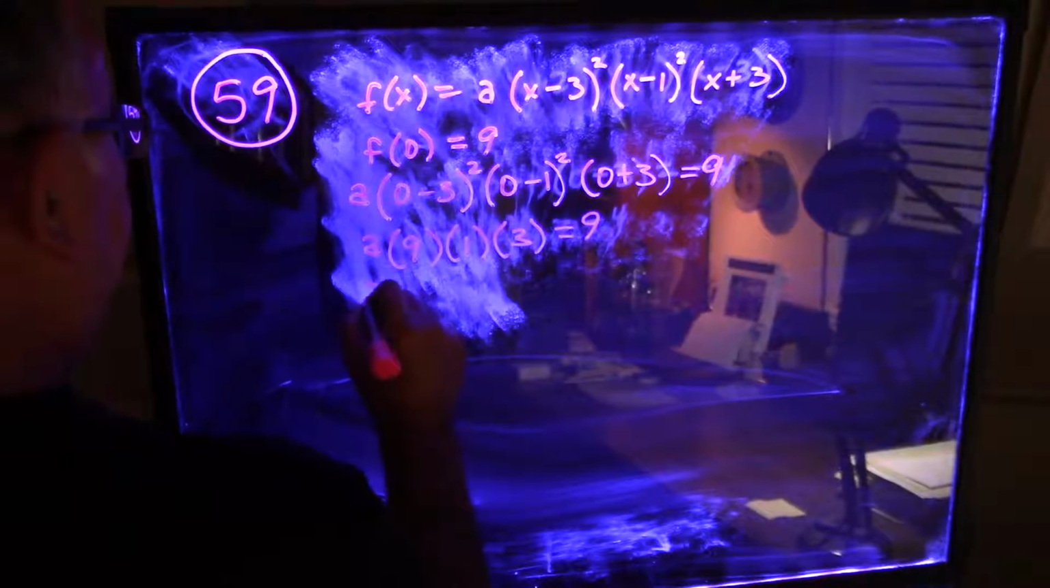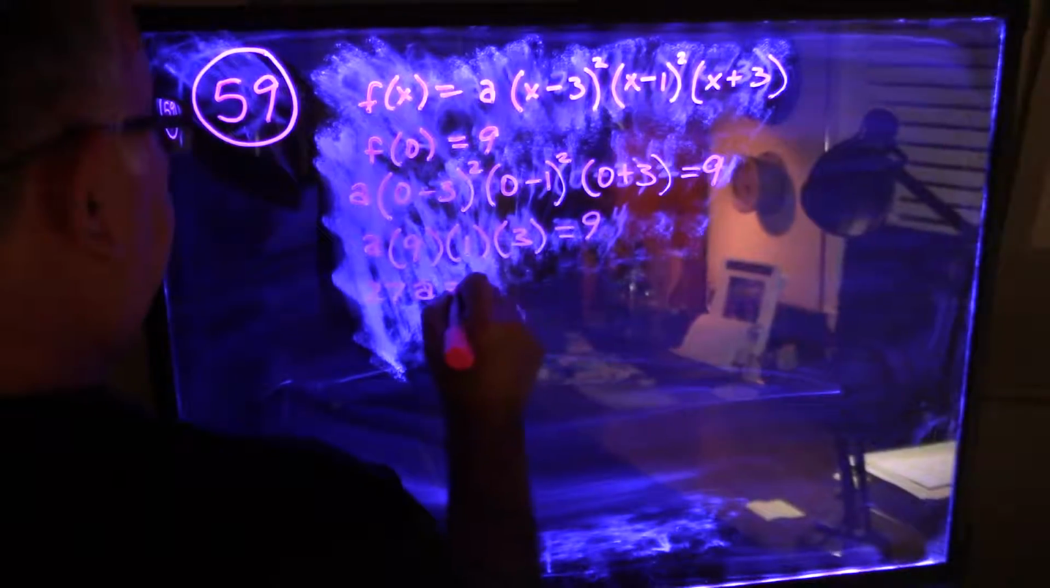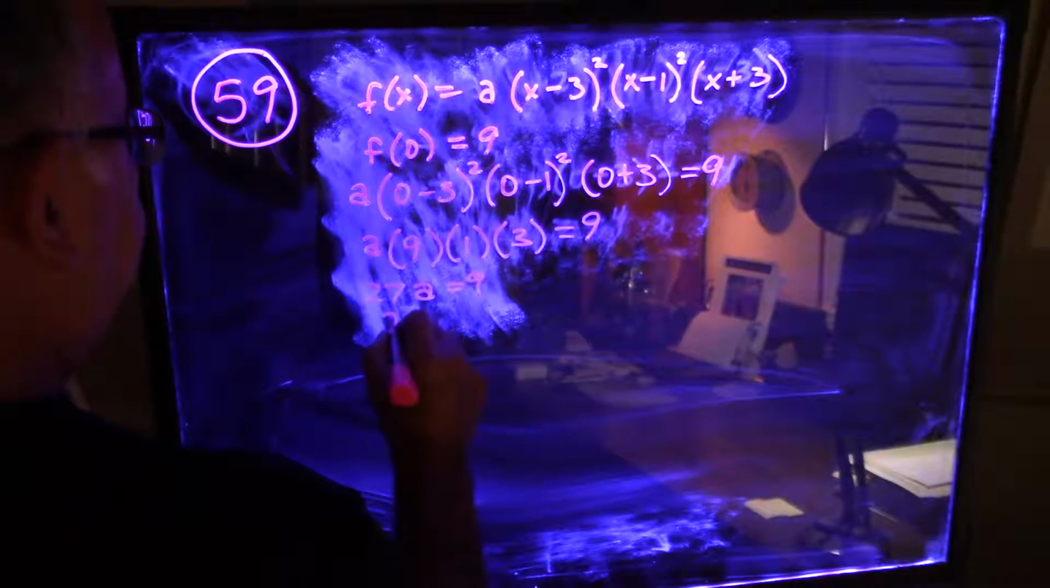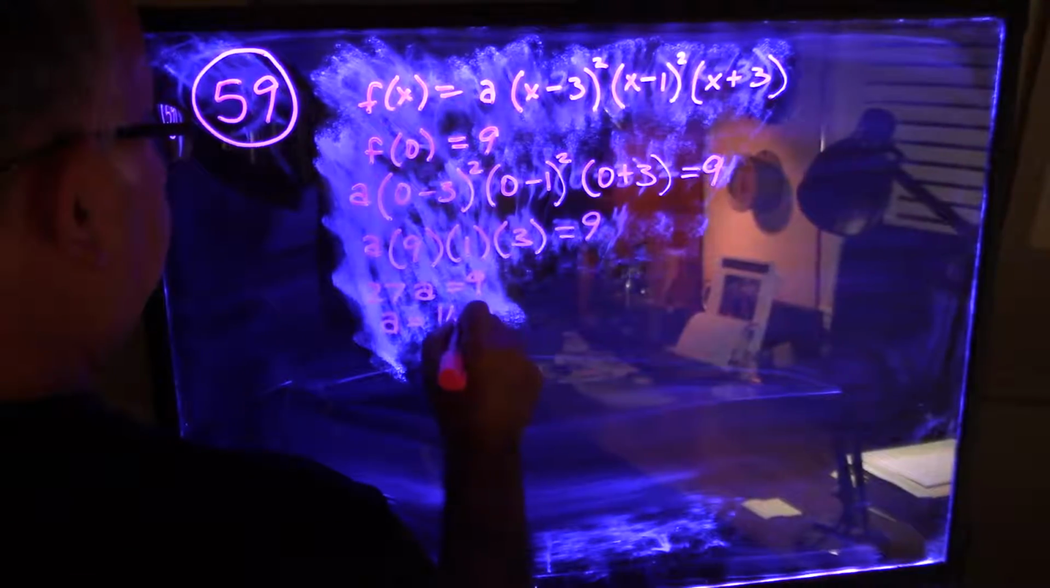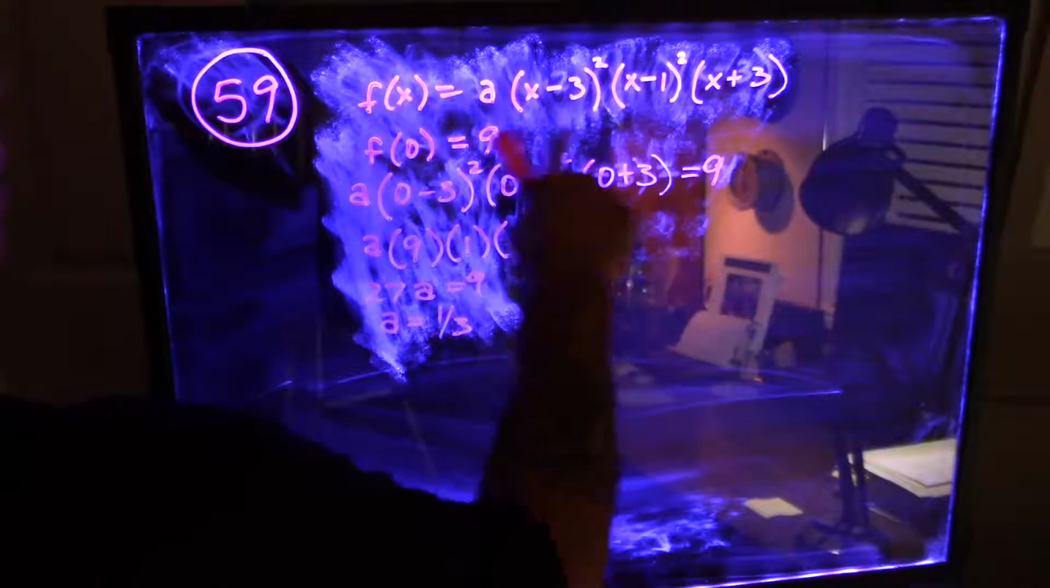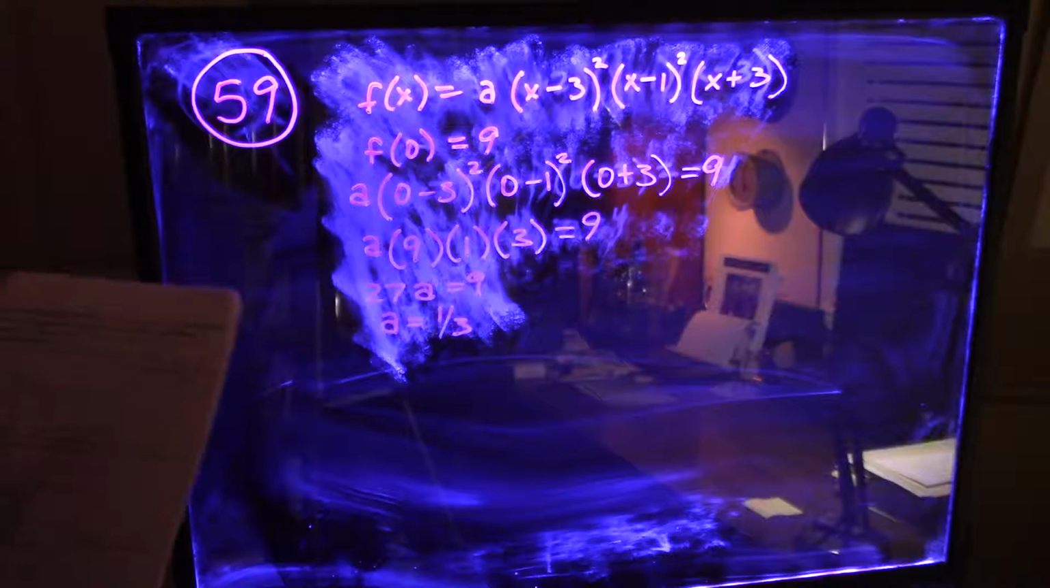So 27a equals 9, and then a equals 1/3. So you just let a equal 1/3 up here, and then write that down with the a as 1/3, and you've got your function.